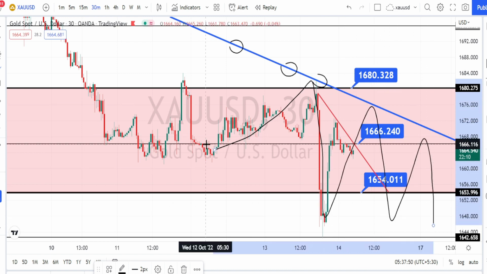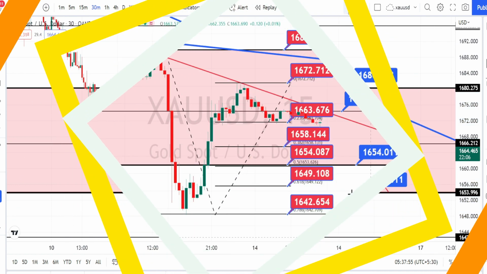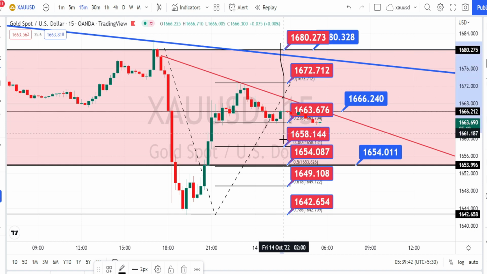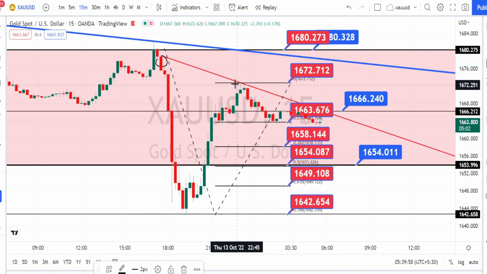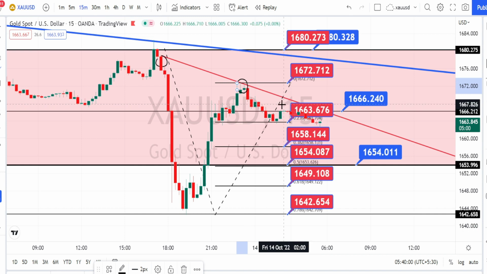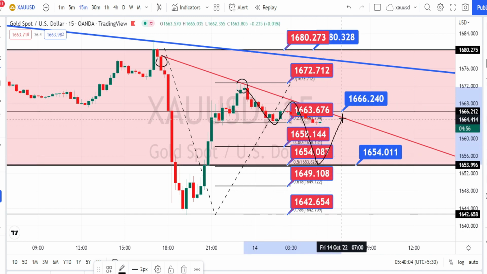Let us mark the support and resistance levels for 15 minutes time frame. So the values within these red color boxes are the current support and resistance levels for 15 minutes time frame. And the current trend of the price action in 15 minutes time frame is a bearish trend as long as it is trading below this resistance line from the 30 minutes time frame.